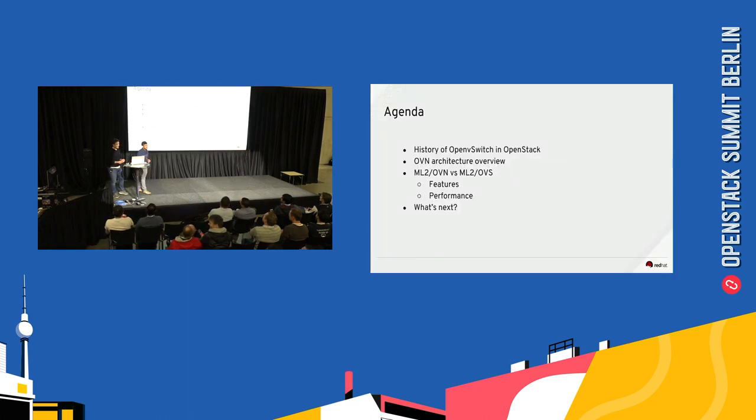So this is the agenda for our talk. We'll be talking about a little bit of history of how OpenvSwitch is used in OpenStack. We'll also talk about OVN, what it is, its architecture, and we'll compare both.